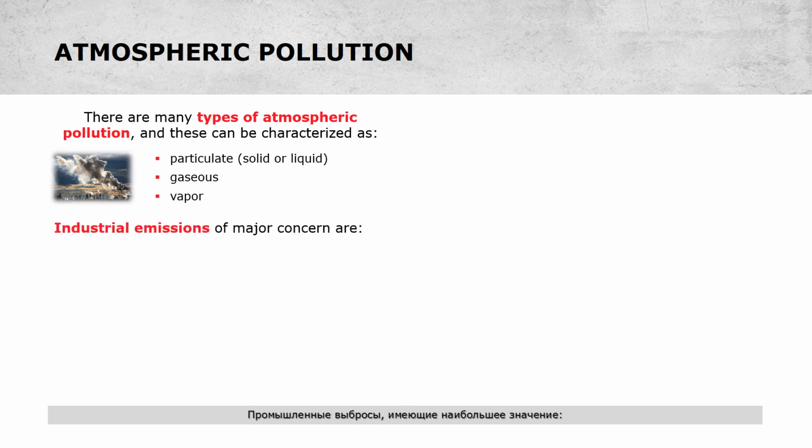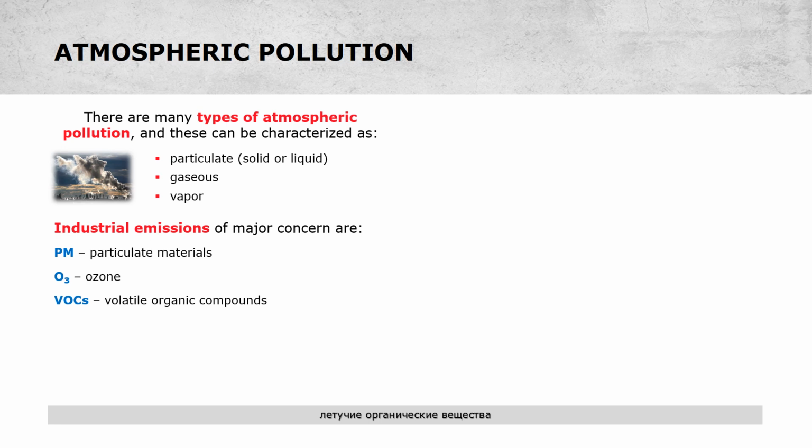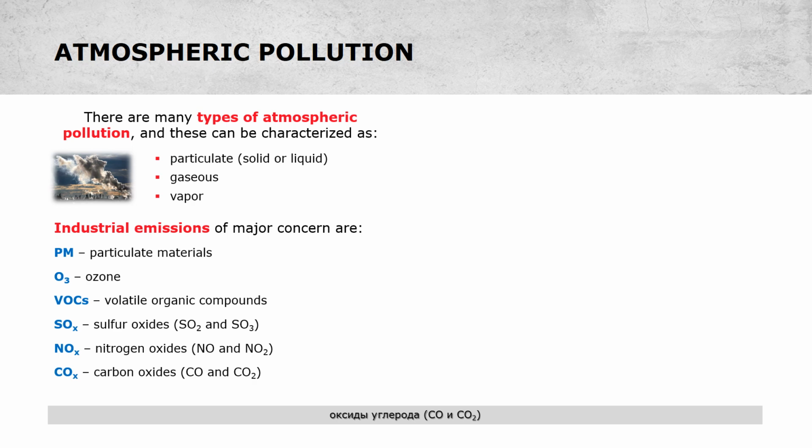Industrial emissions of major concern are particulate materials, ozone, volatile organic compounds, sulfur oxides, SO2 and SO3, nitrogen oxides, NO and NO2, carbon oxides, CO and CO2.